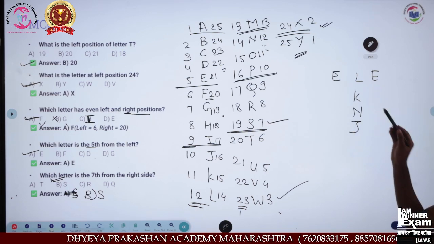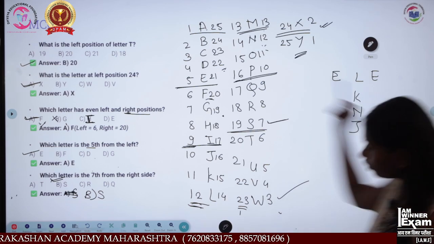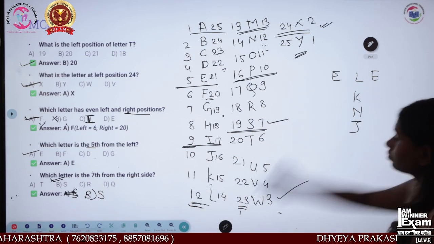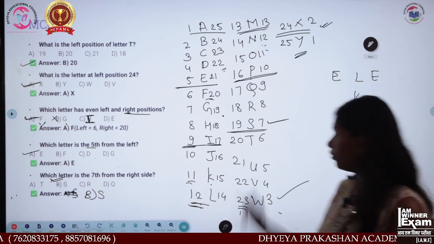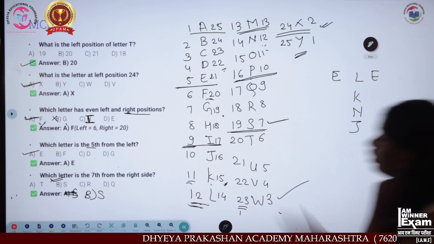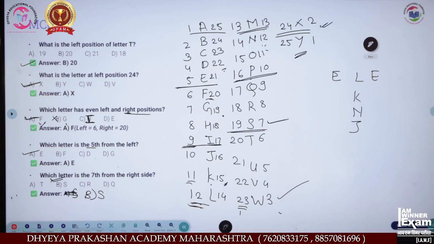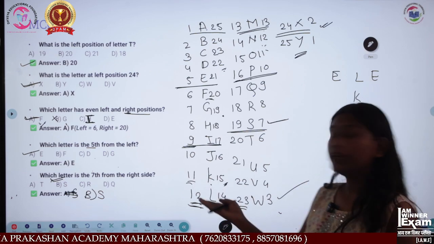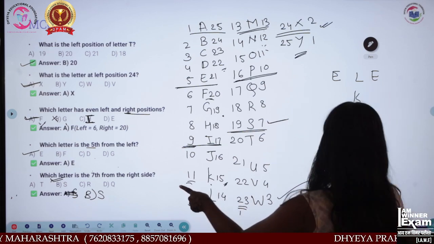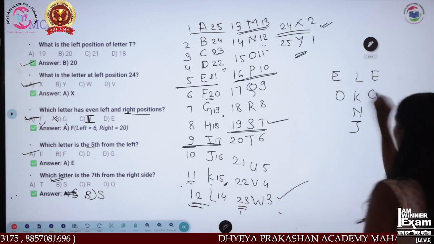Then the next letter is K. Let's find out the K. Here is the K. Now K has 11 on the left and 15 on the right. So 11 is not divisible by 2 and 15 is also not divisible by 2. So the left side is odd and the right side is also odd.